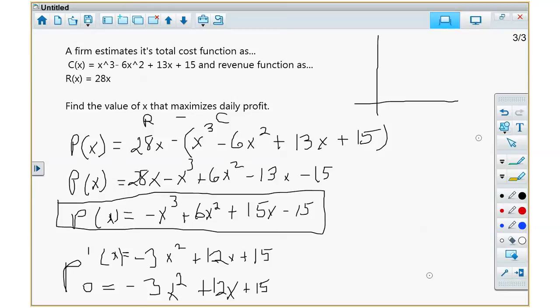Let's just see what happens. 3x squared plus 12x plus 15. No, that ain't gonna work. It's acting like it's not calibrated. Well, let's try that next.